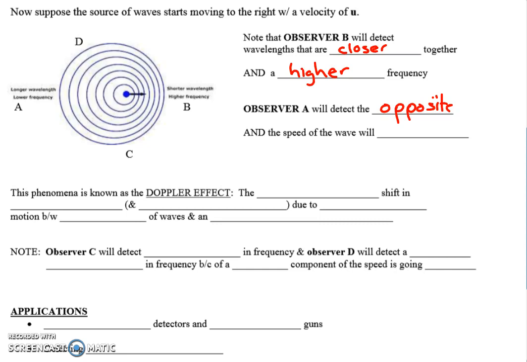How about the speed of the wave? If our source is moving, will B detect a faster speed, and will A detect a lower speed? If we go back to our previous lesson, what does speed depend on? It doesn't depend on the source. It doesn't depend on frequency or wavelength. It depends on the medium. The medium's not changing here. Whatever the wave is propagating through is staying the same, even though the source is moving. So the wave speed will remain the same. That's important.